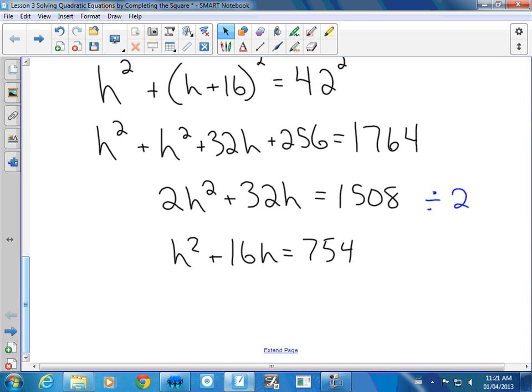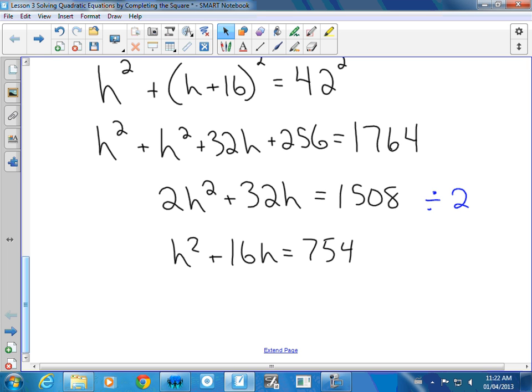What did you do then? Think about what you did. What did you do with this 16 here? You took it and divided it by 2 and then squared it, right? So what would that be? 16 divided by 2 is 8, squared is 64. So normally what we would do is we would add 64, and then to keep it in balance, we would also subtract 64 on the same side of the equation. Is that correct? Think about this for a minute.